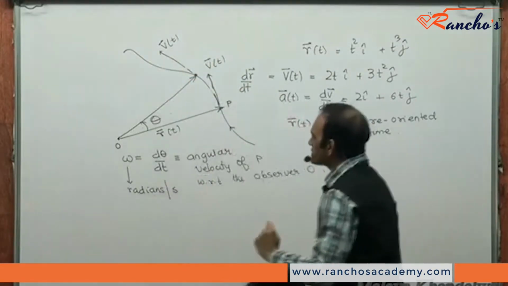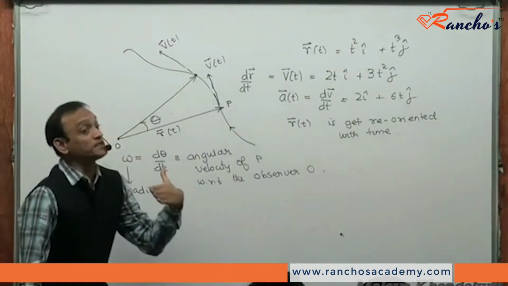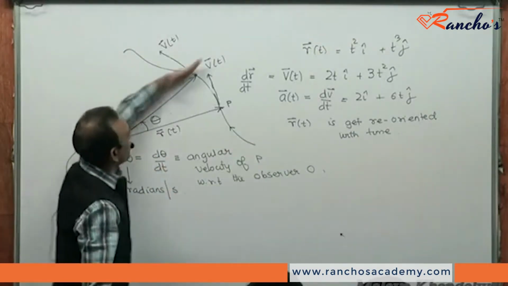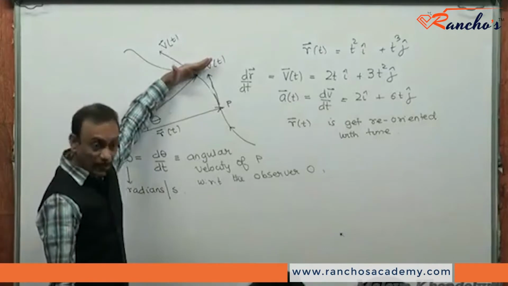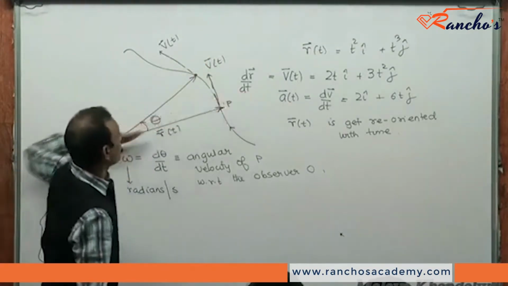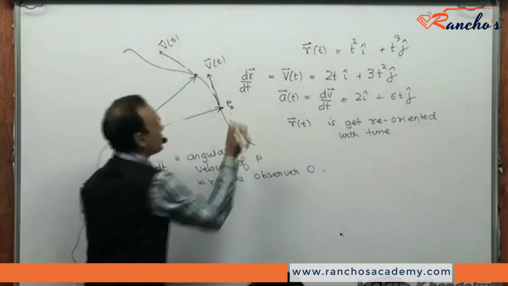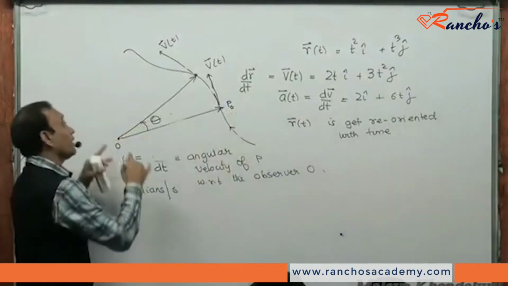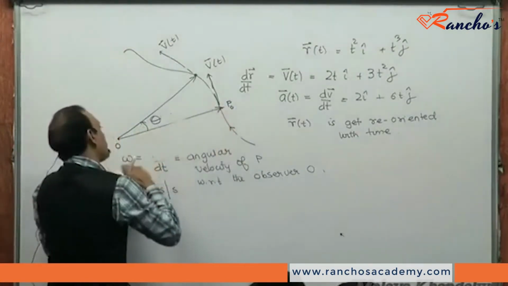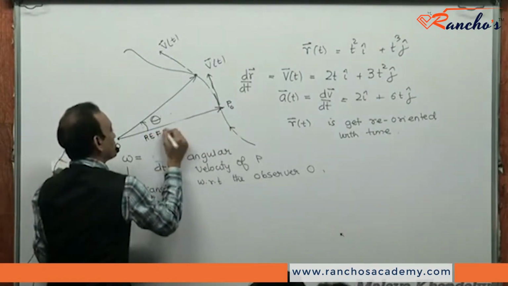Also, we need to understand that there is this angle theta which is measured. The angle is always measured with respect to a reference line, right? For example, this is a line, and I want to measure theta. I could measure the theta with respect to some fixed line, OP naught, for example. Angles are always measured with respect to a reference line, isn't it? This is a reference line.